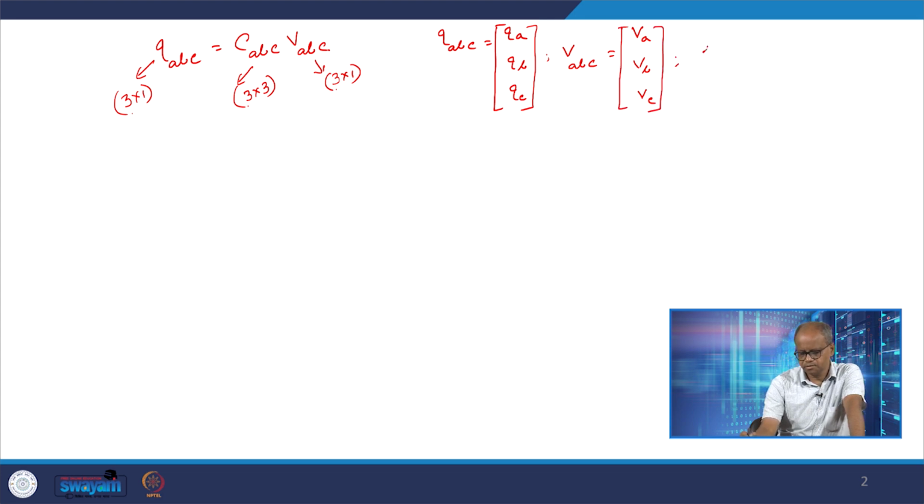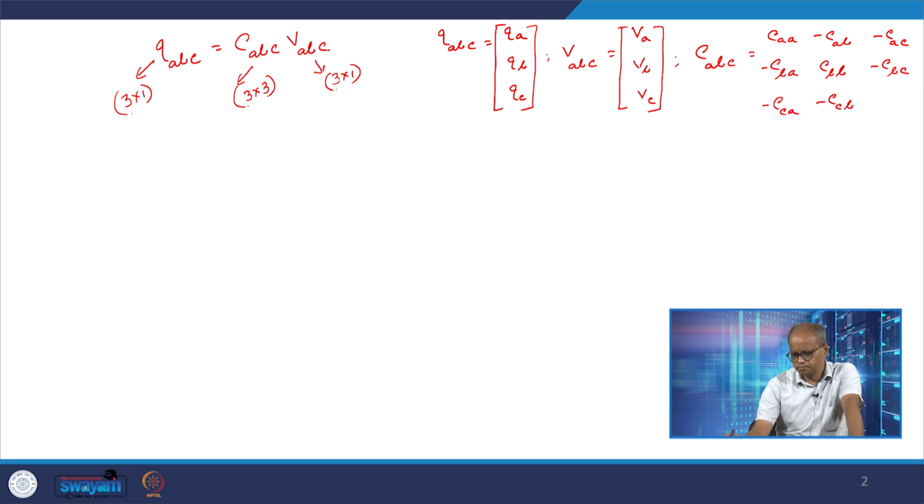And the CABC matrix is nothing but CAA, minus CAB, and so on, minus CCA. We said that the CABC matrix is always a symmetric matrix. So these are the vectors and the matrices.